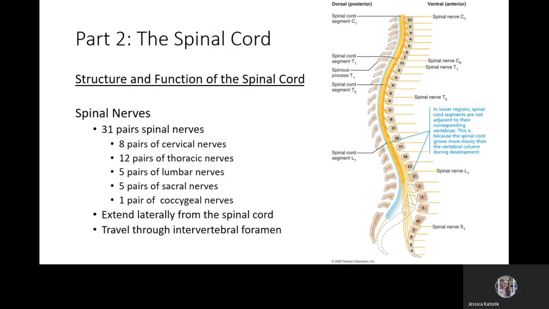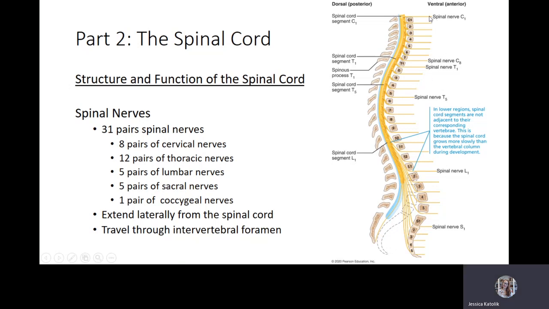All right. Let's talk about the spinal nerves a little bit more. So there's actually going to be 31 pairs of spinal nerves. There's going to be 8 pairs of cervical nerves that are going to kind of branch off of the neck, 12 pairs of thoracic nerves, 5 lumbar, 5 sacral, and 5 coccygeal, so going to the coccyx. And these nerves are actually going to form pairs.